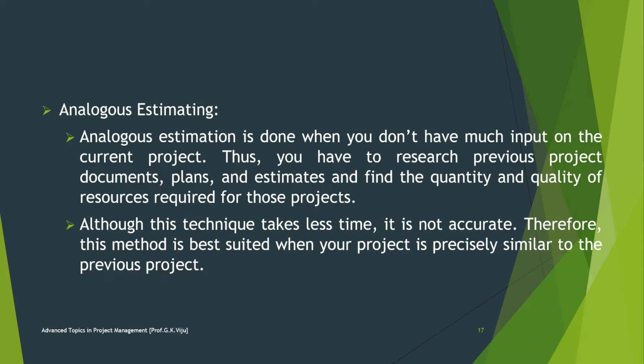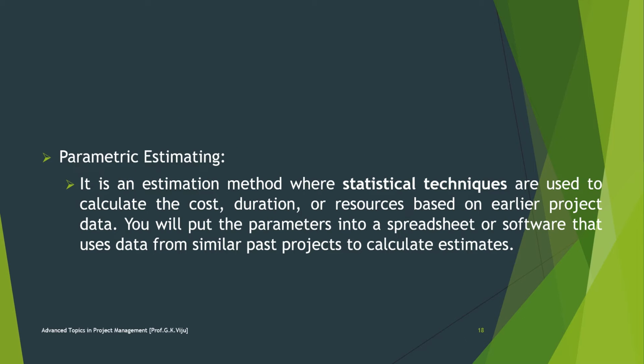Analog estimation is when you look at similar activities from previous projects and how long they took. This only works if the activities and resources are similar. Third one is parametric estimation.